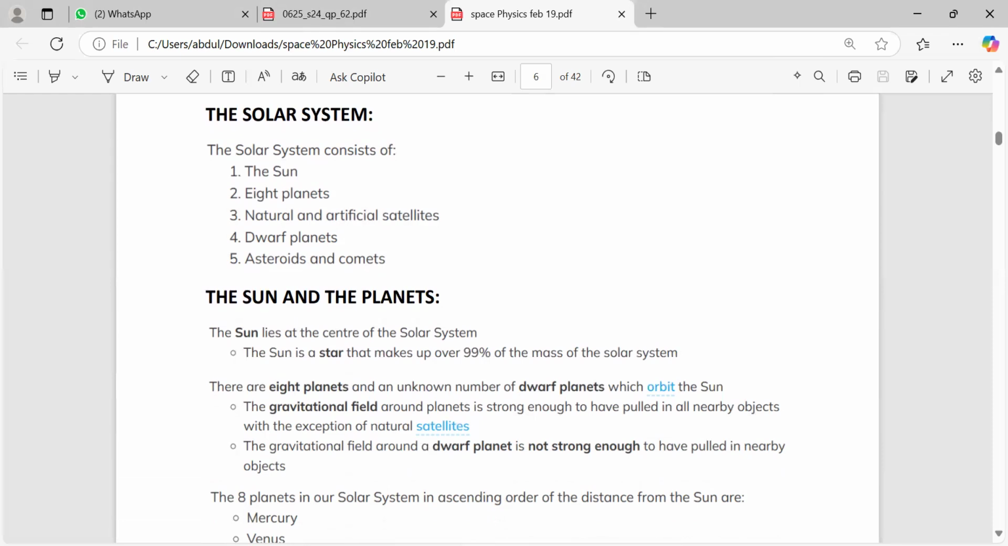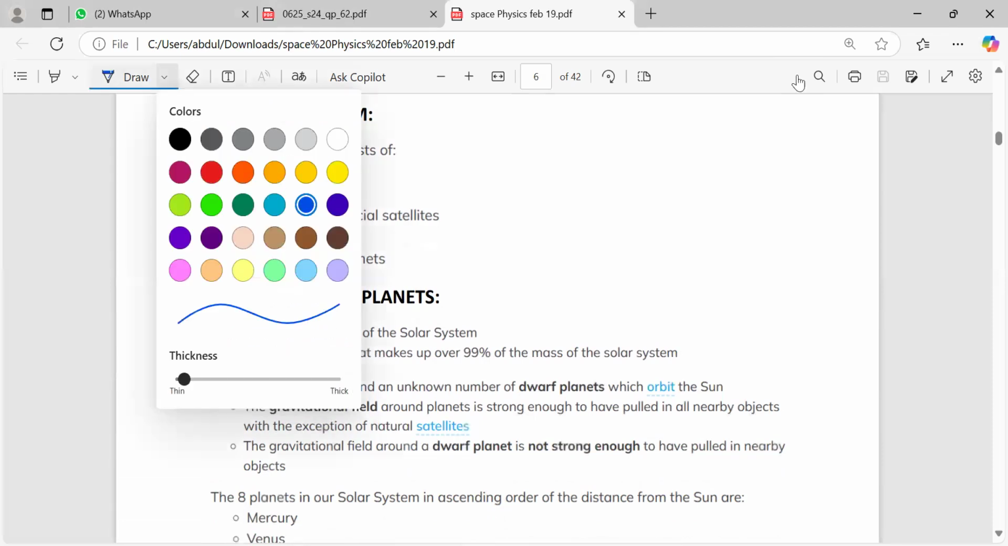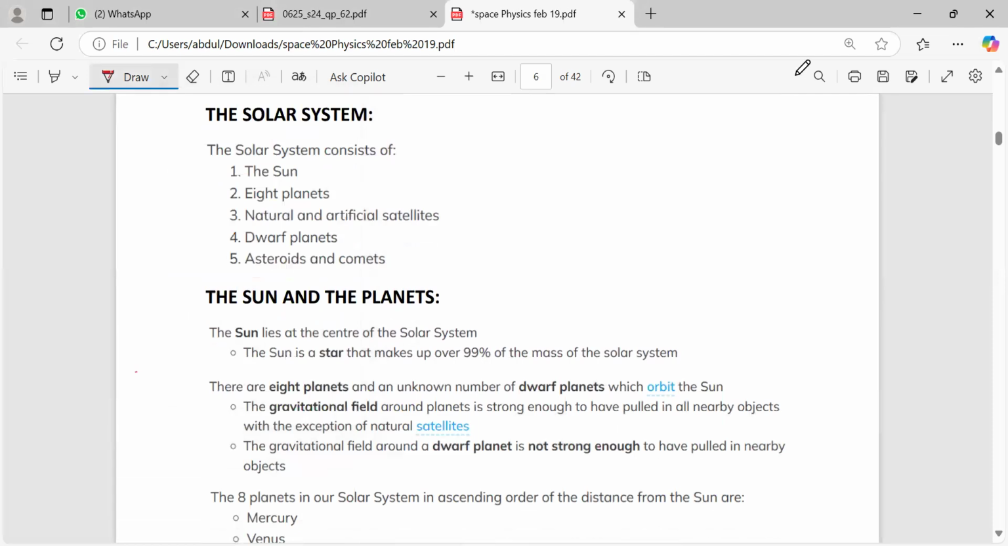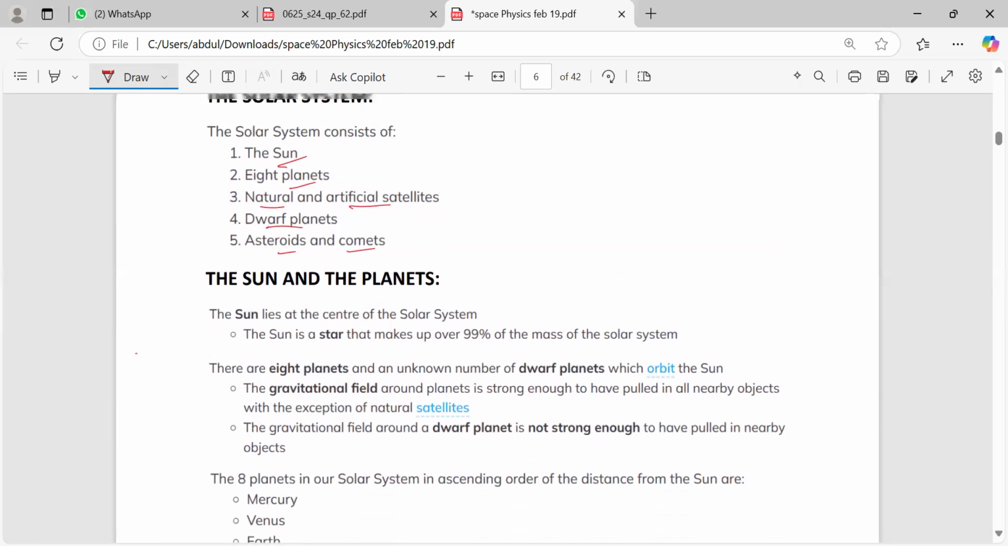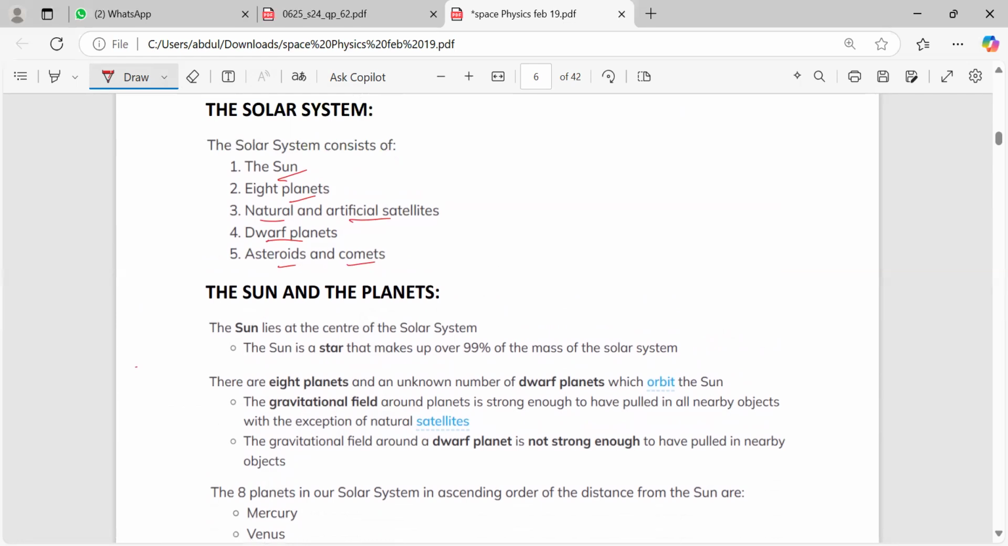Now, the solar system consists of the sun, of course, 8 planets, natural and artificial satellites, all details will come, dwarf planets, asteroids and comets. Now, these are the parts of the solar system. In general, we just talk about the sun and 8 planets, but there are many other things, like 3 more things which are related to the solar system we belong to.